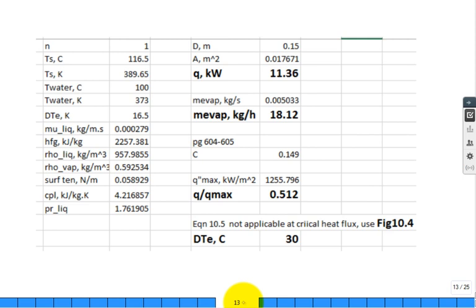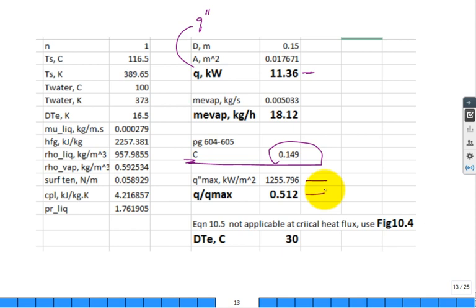That constant C is the 0.149. And you calculate the Qmax to be 1,255 kilowatts per meter squared. Compare it to our Q, which I don't know if I have a separate Q. I think I multiplied already by area right in here. I should have maybe put a separate line for Q double prime. And then the ratio is 51%.